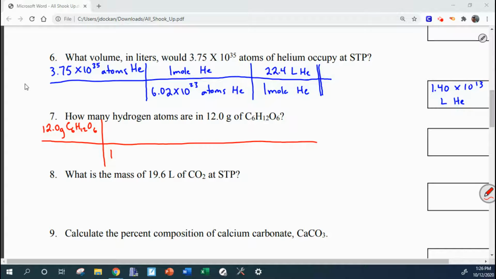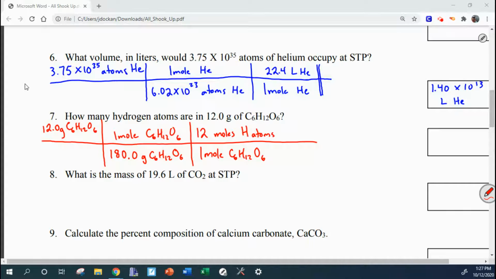So first things first, I need the molar mass of glucose, and I'm going to go ahead and give it to you. If we were to calculate it, we would get 180.0 grams of C6H12O6. And that's going to be equivalent to 1 mole of C6H12O6. From here, we can do a mole-to-mole ratio, and we can say that for every 1 mole of C6H12O6, I have 12 moles of hydrogen atoms, because there are 12 equivalents of hydrogen inside that compound.